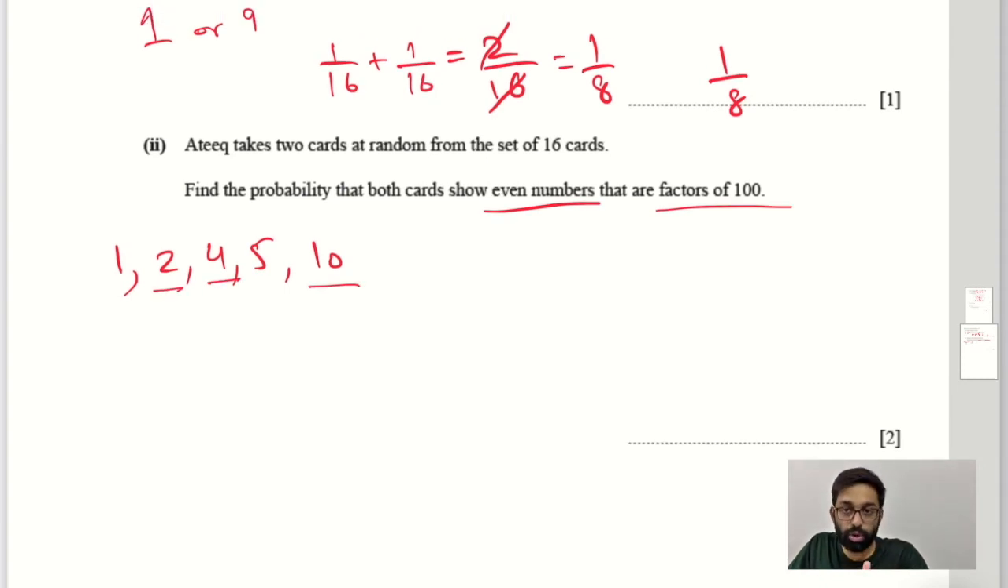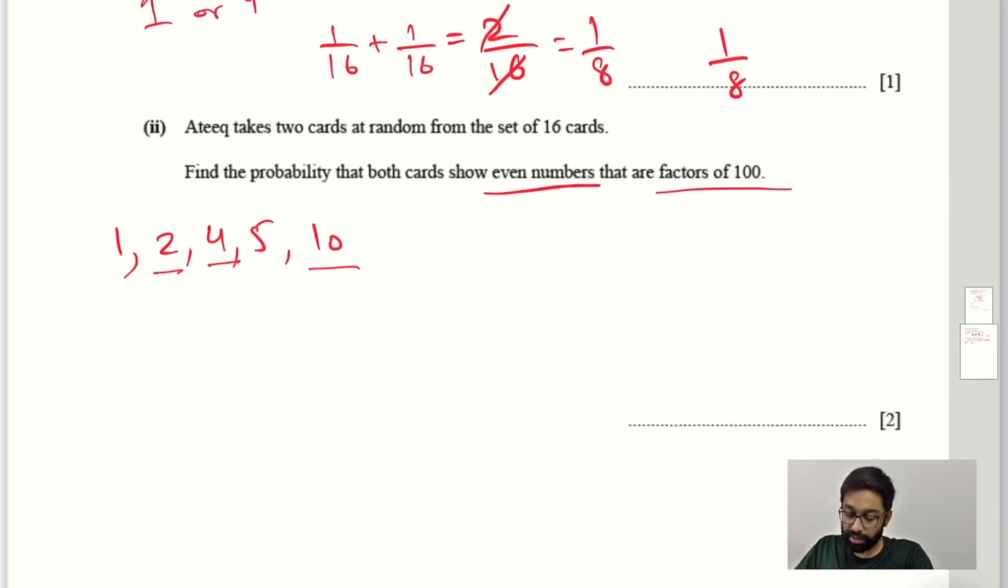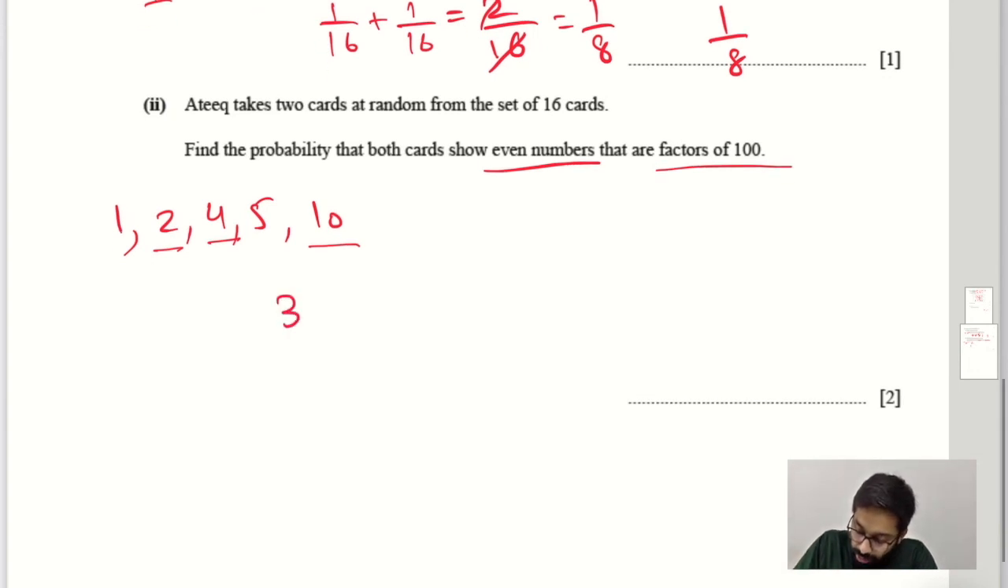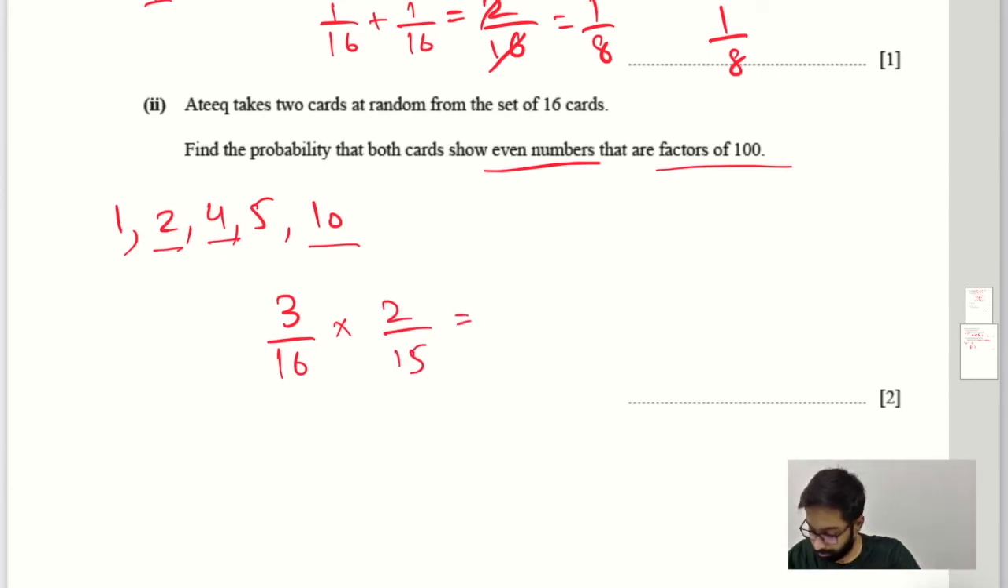Now he's selecting 2 cards. The first card that he picks out, he has a probability of picking any one of these 3 cards out of 16. So we write 3 over 16 for the first pick. Since he has already picked out a card, now he's picking the second one, and there are only 2 cards left out of 15. So you write 2 out of 15. When you multiply 3 out of 16 times 2 out of 15, the probability that you get is 1 over 40.